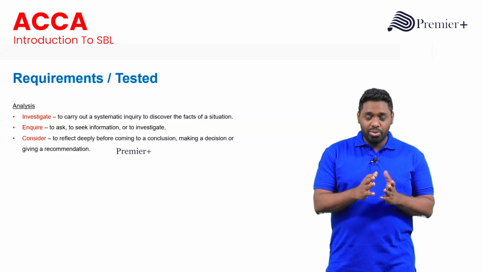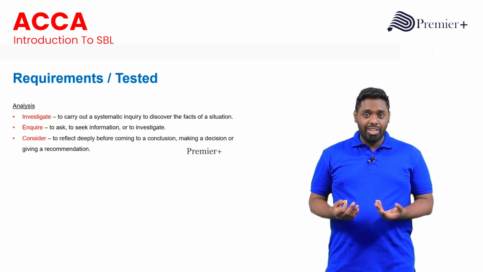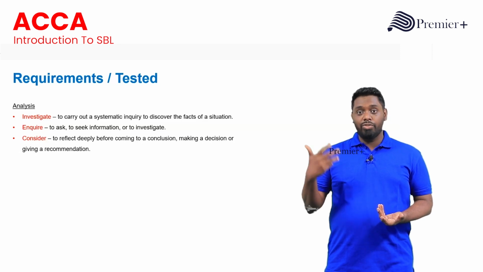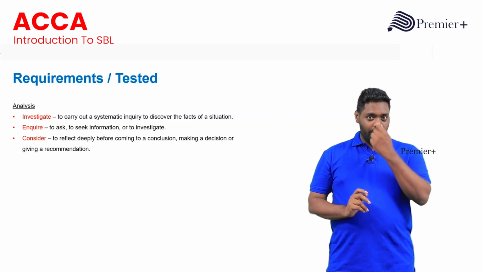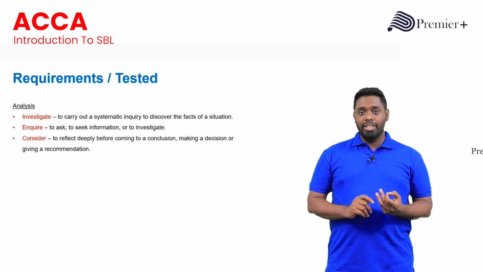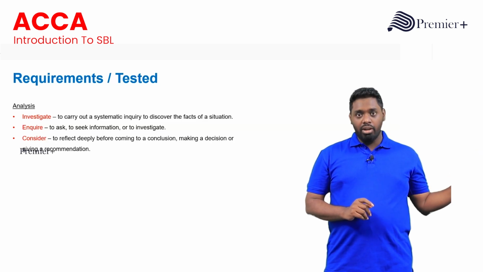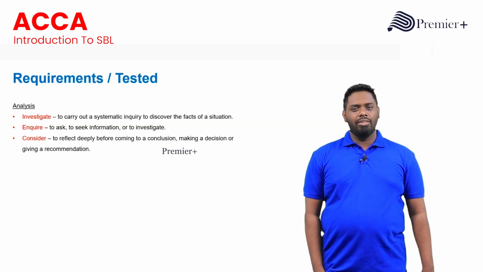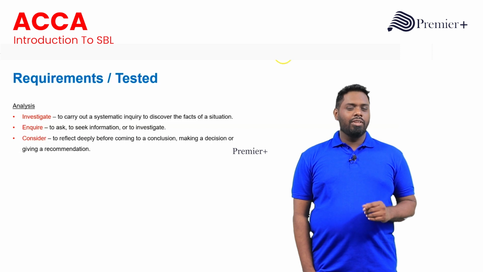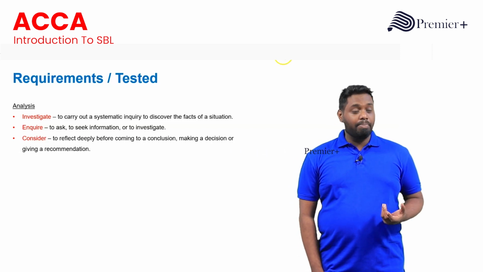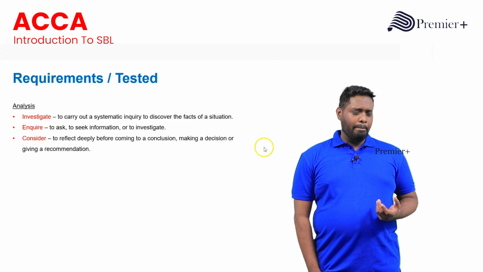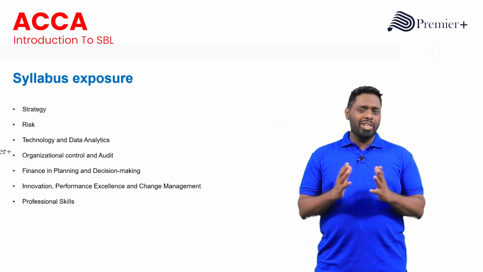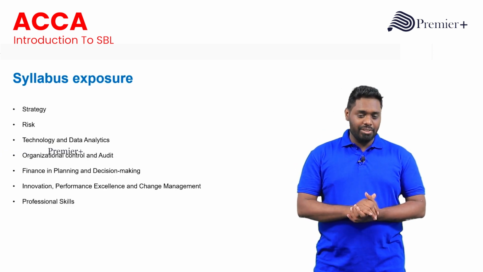Inquire, that is to ask, to seek information, or to investigate. You can ask. For example, you can request, you can ask for information from the CEO. You can ask information from the finance director related to a particular problem you have. Consider, to reflect. This is to reflect deeply before coming to a conclusion. So those are the 6 categories that you can be tested on for your professional skills.